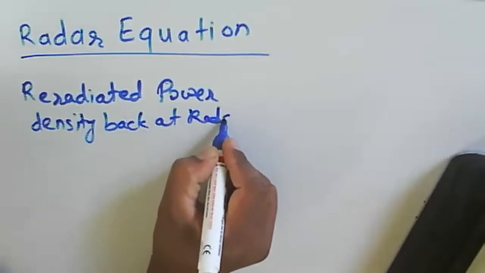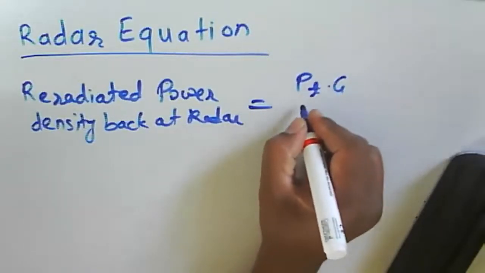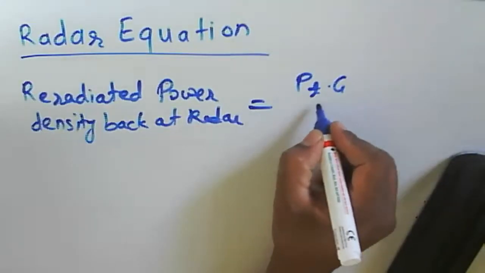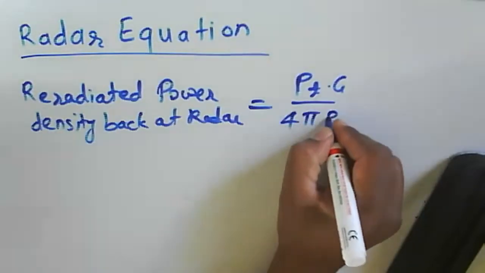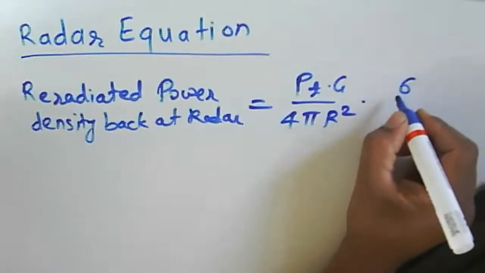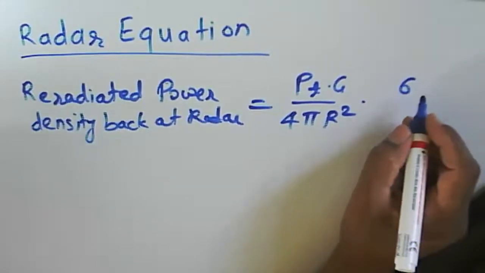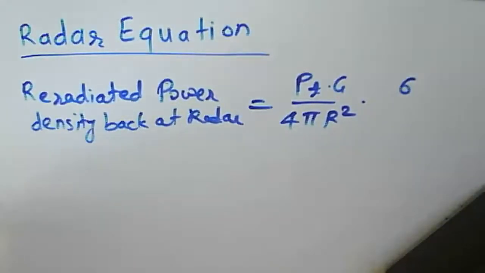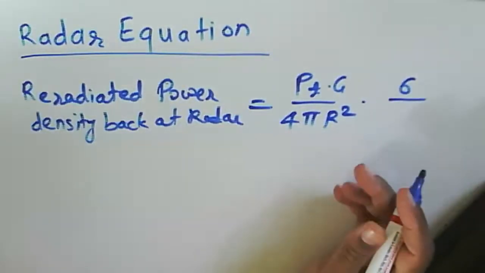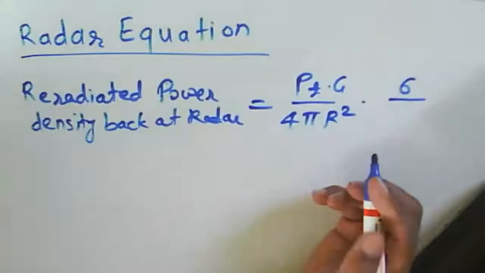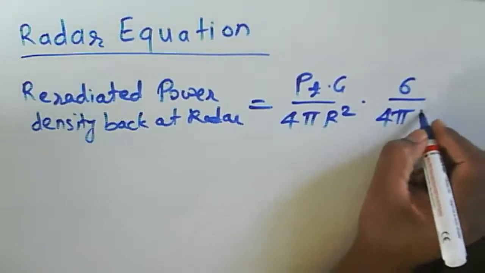The re-radiated power density back at the radar is equal to the transmitted power, that is the radiated power PT, times GT, the transmitting gain of the antenna, divided by 4 pi r square, and then depending upon the cross section, sigma. Sigma is the radar cross section, or area observed from the object, divided by 4 pi r square.